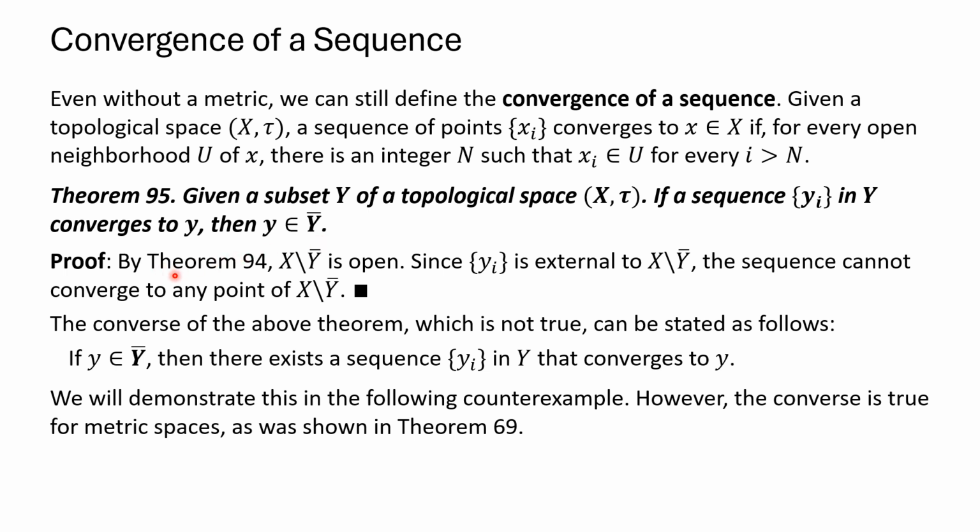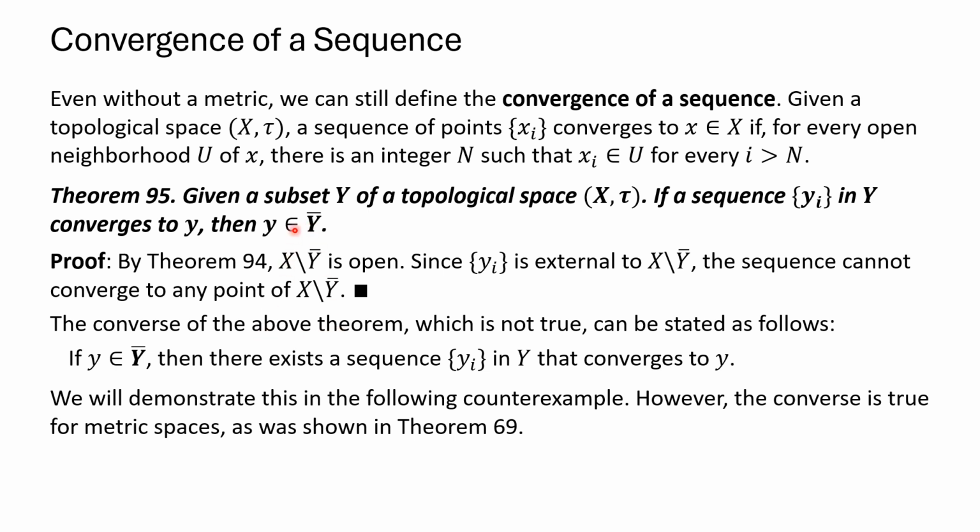By the theorem from the previous page, we know that the closure of Y is closed, so its complement is open. And since little y sub i is external to the complement of the closure of Y, the sequence little y sub i cannot converge to any point of the complement of the closure of Y. Therefore, since we know that it does converge to y, that y must be in something other than the complement of the closure of Y. In other words, it must be in the closure of Y. So that proves the theorem.